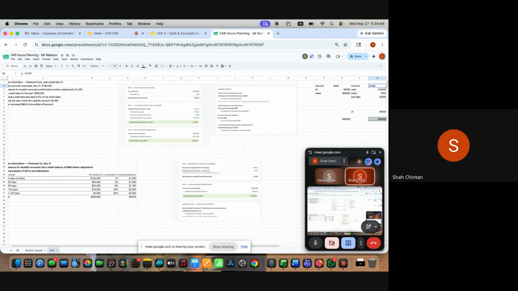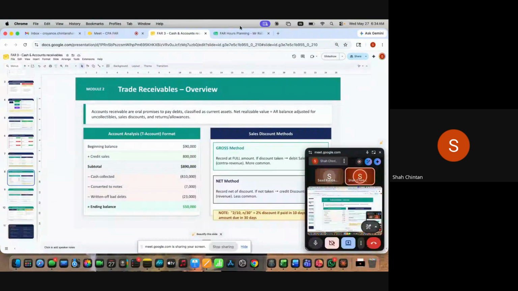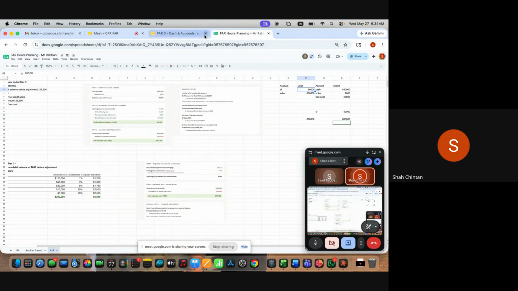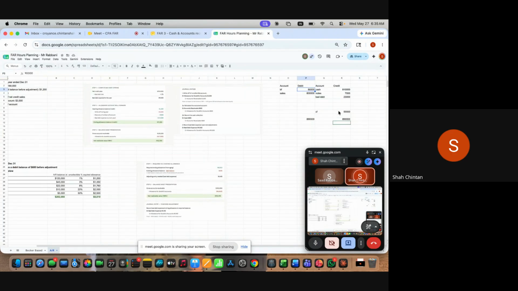So accounts receivable, debit balance 90,000, looks okay. Sales increase your AR, that's okay. You got cash, notes, and a bad debt, and this gives you 50,000. That's perfect. So your T concepts are perfect. So we are good to start.